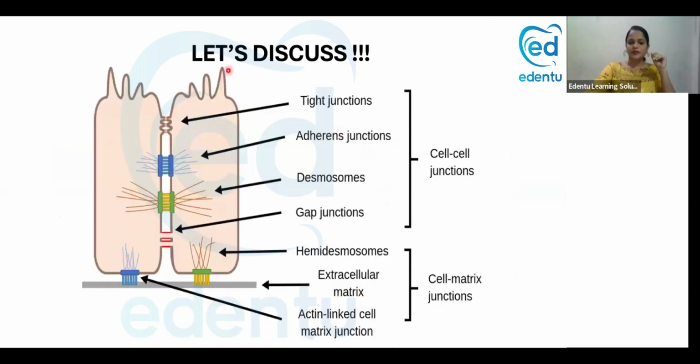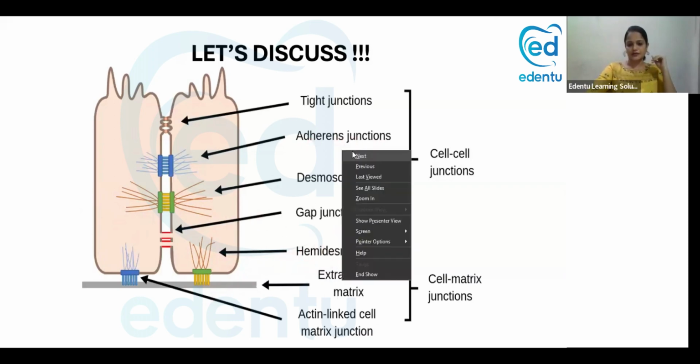This is one of the pictures that shows tight junctions, adherens junction, desmosomes, gap junctions, and the hemidesmosome. You can see that tight, adherens, desmosomes, and gap junctions are all between the cells. But this hemidesmosome alone is between the cell and the underlying extracellular matrix, that is connective tissue, or the basement membrane. So hemidesmosome is not a cell-to-cell junction.